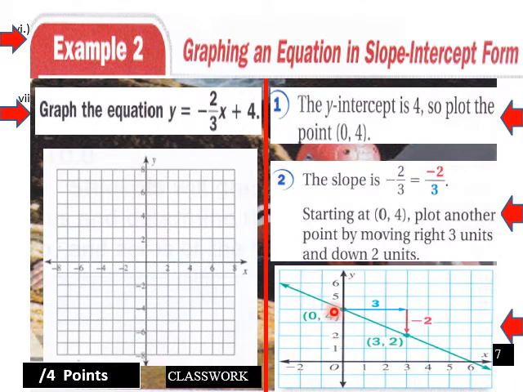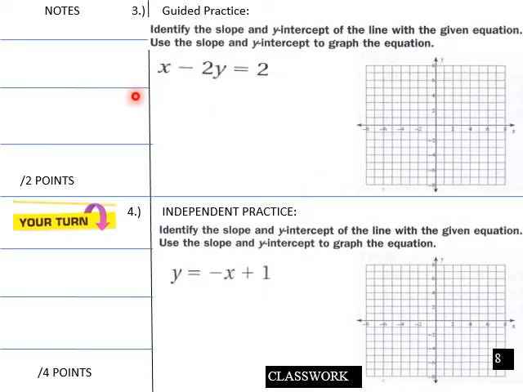So this is what your graph should look like. Students, I want you to graph it over here. This is good practice for you to plot these 2 points and then run a line through them. Okay, our next guided practice, just graph this. Basically, students, this is yours by itself. Identify the y-intercept. Use the slope and y-intercept to graph the equation.